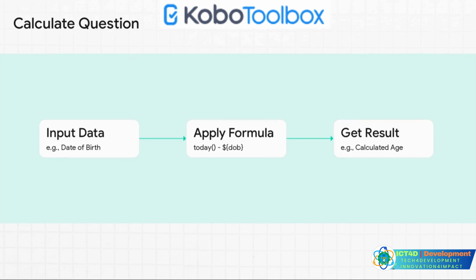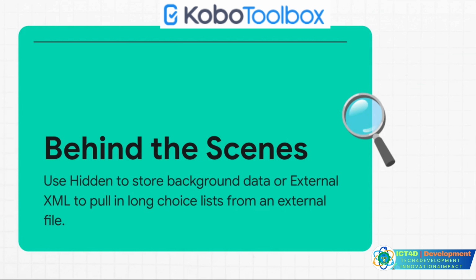Oh man, this is a total game changer. Calculate is one of the most powerful tools in the whole box. It does the math for you, right inside the form. So you could ask for a date of birth and it will instantly calculate that person's age. This just wipes out human error and saves you hours of work during data analysis. It's basically magic.